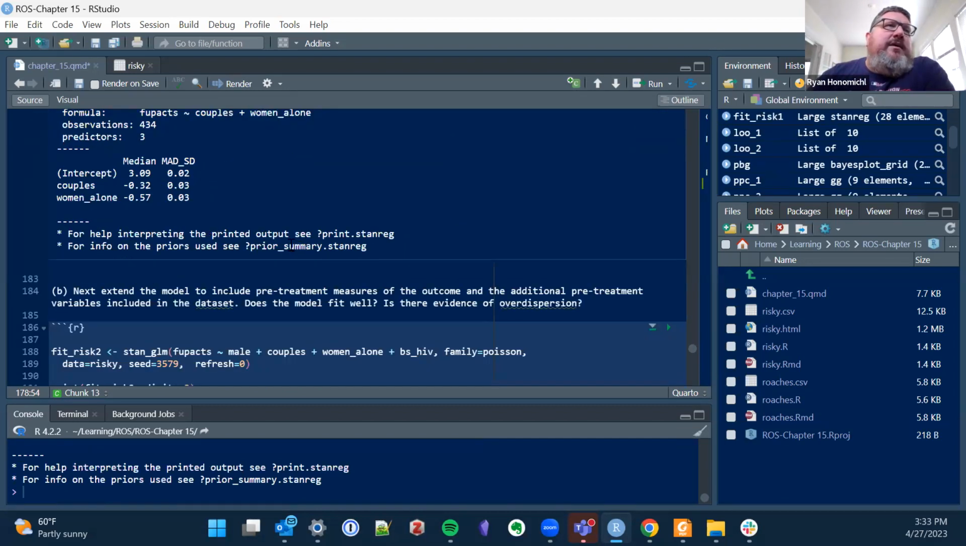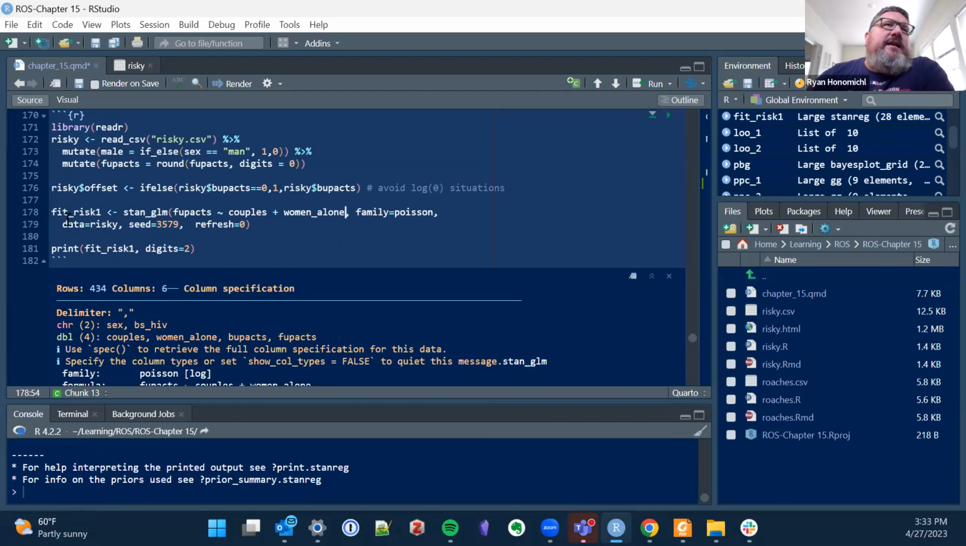Okay, and then once again, we want the offset. You didn't put the offset in. I did not actually. Good catch.